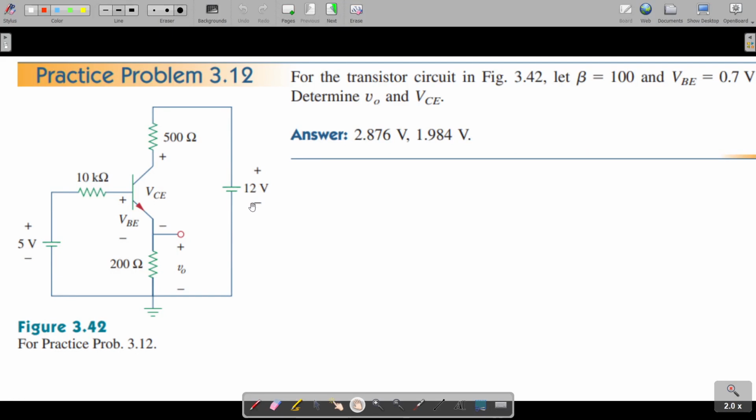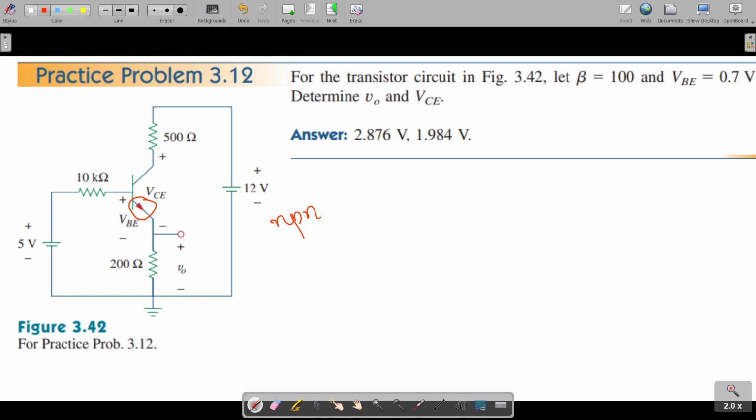Today we are going to solve practice problem 3.12 from Alexander Sadiku's Fundamentals of Electric Circuits, 5th edition. Okay, so this is a transistor circuit. Here, with the help of this arrowhead, we know that it is an NPN transistor. So this shows that it is an NPN transistor.